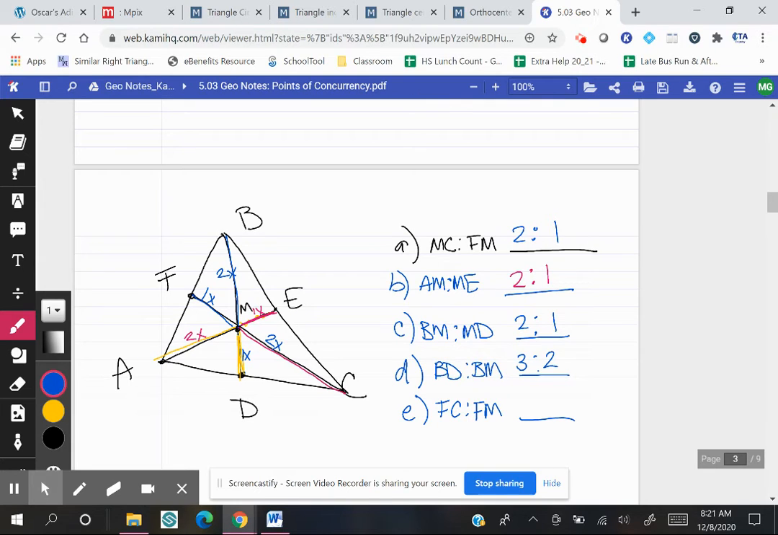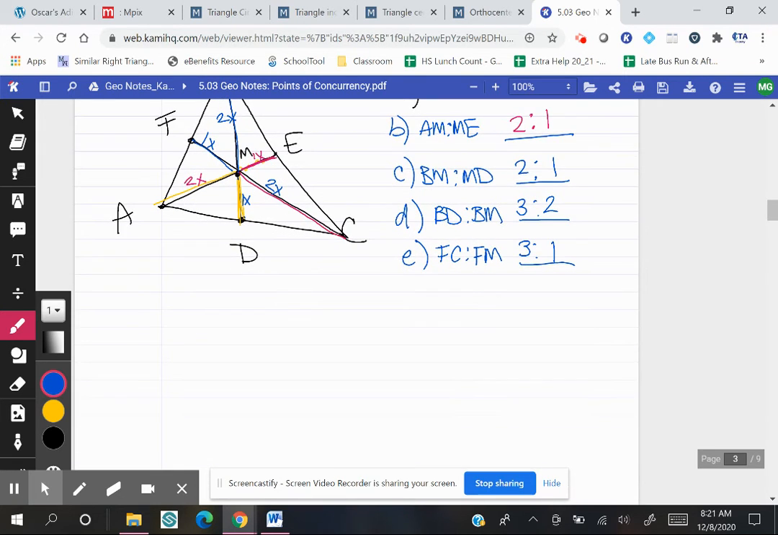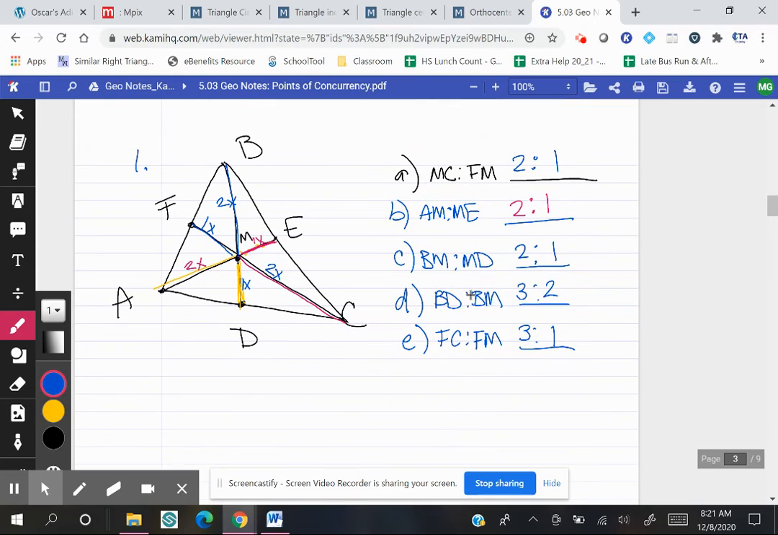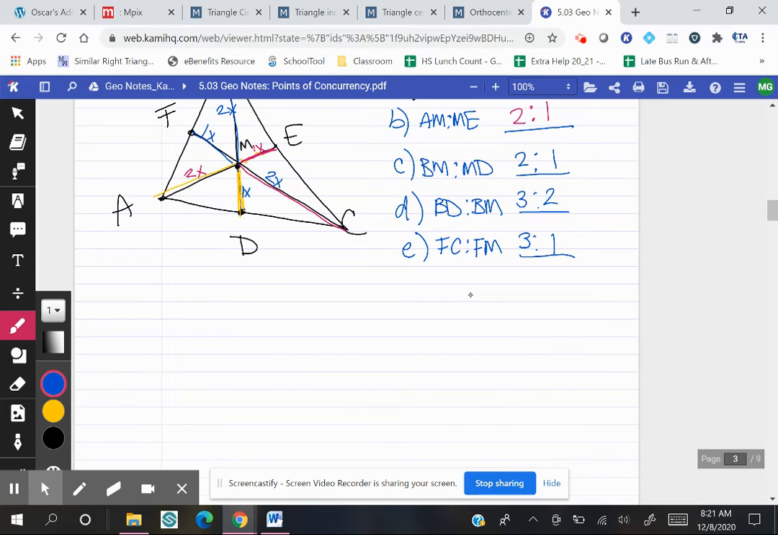All right, and if you weren't able to do those on your own, pause the video here, see if you can try FC to FM on your own now. All right, so FC to FM, FC should have been 3, and FM would be 1, so it's a ratio of 3 to 1.